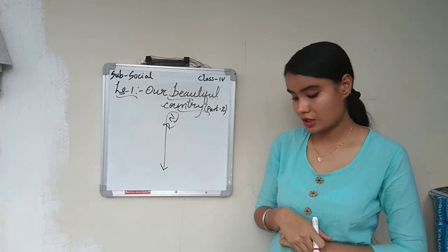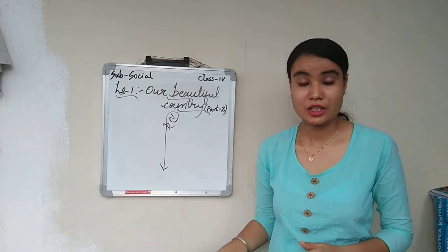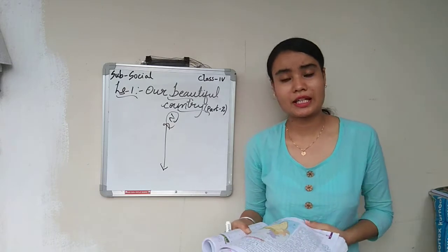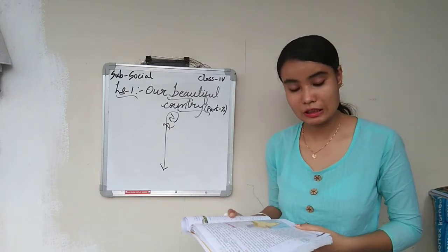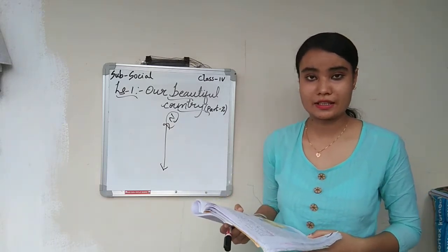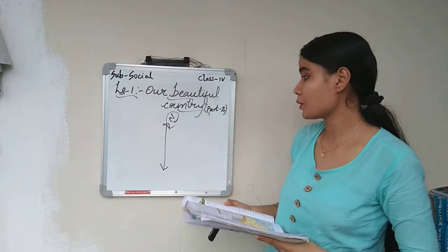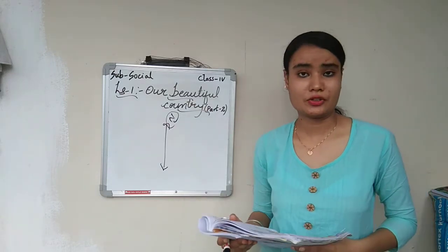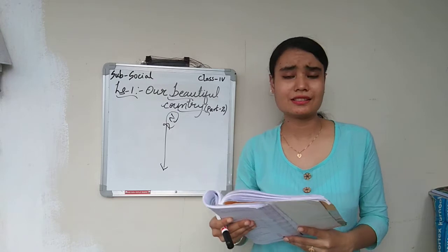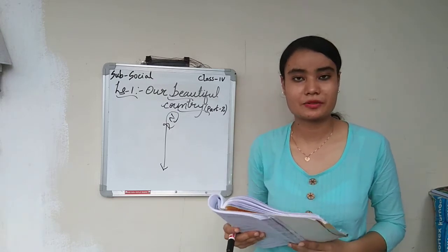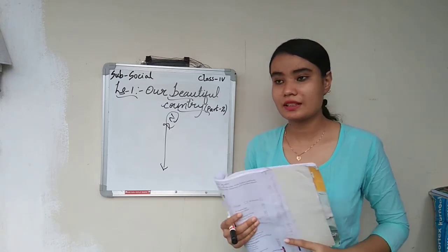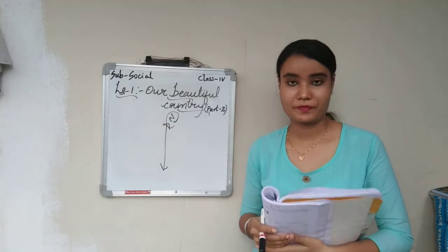So today we will learn about the land surface. All the 4th class students, I want you to take out your reader, page number 138, social studies, lesson number 1, our beautiful country. So, land surface. What does it mean by land surface? Land surface is nothing but the land of India.